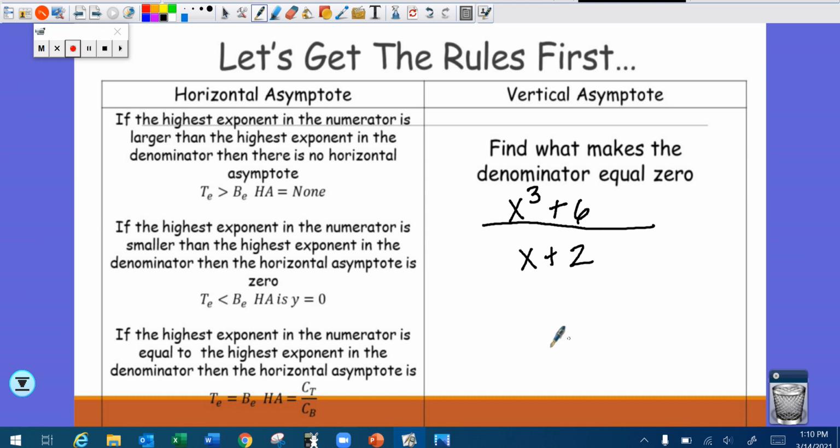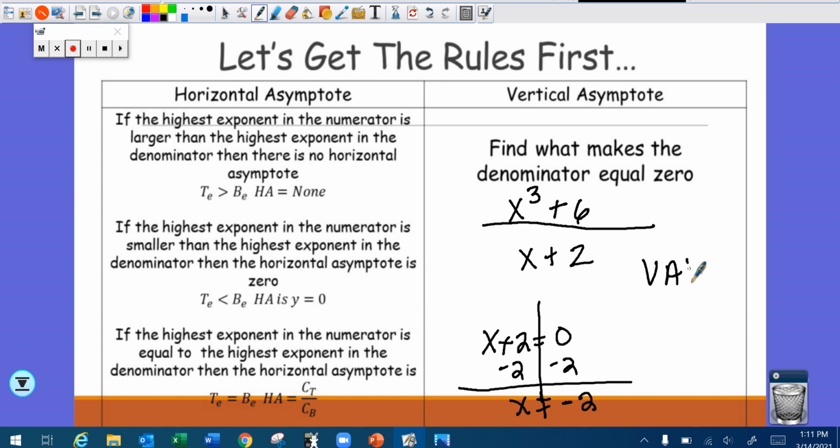So to find the vertical asymptote, the denominator is x plus 2. I set this equal to 0. This is just like finding what the extraneous solutions are going to be, and we've talked about this in class. So you're just finding what makes the denominator equal 0. So you would say the vertical asymptote is at x equals negative 2.